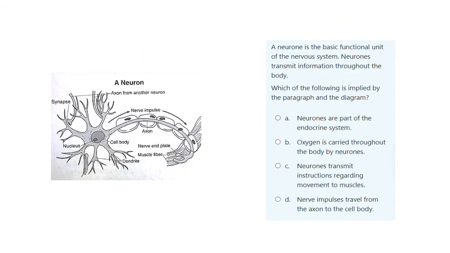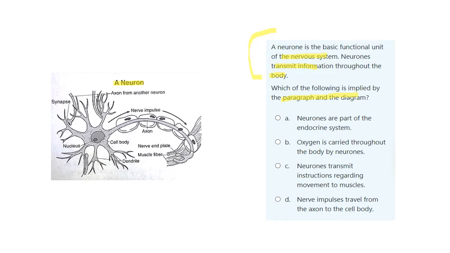Question number 11. Which of the following is implied by the paragraph and the diagram? So we're looking at the paragraph and the diagram together. We have a picture of a neuron. The short paragraph: a neuron is the basic functional unit of the nervous system. Neurons transmit information throughout the body. So neurons carry messages around the body.